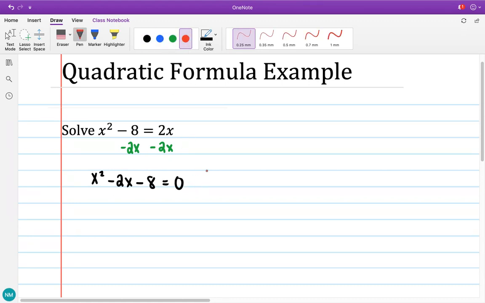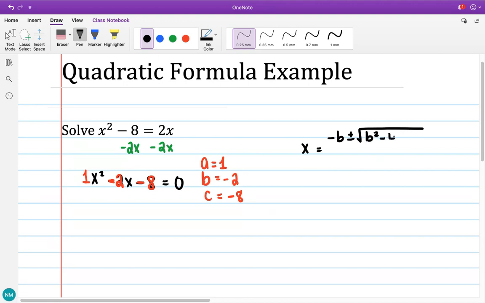Now, what is a, b, and c? A is equal to 1. There's a 1 here, right? B is equal to negative 2. The sign is married to the number, so negative 2. And C is equal to negative 8. C is a loner. C is a constant. It is by itself. And so what is the quadratic formula? x equals negative b plus or minus the square root of b squared minus 4ac all over 2a.